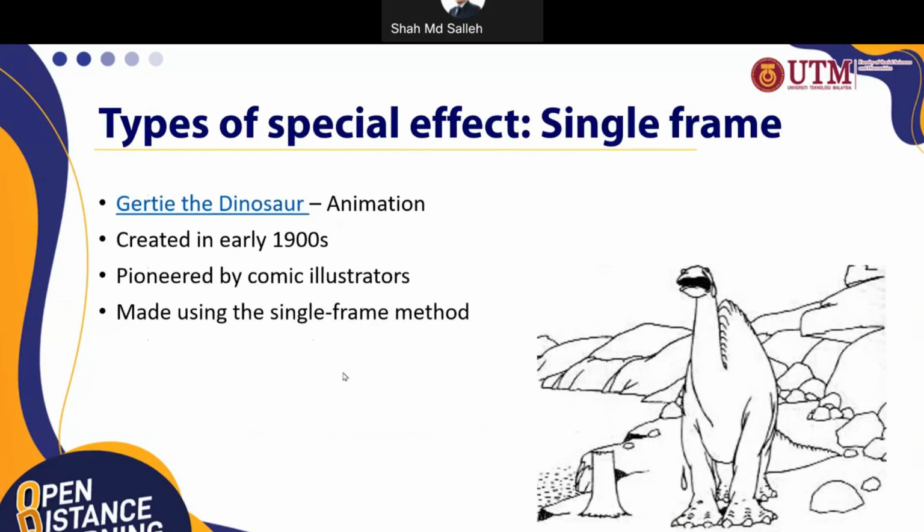Type of special effect, single frame, the dinosaur Gertie. You can see this using this URL. Animation created in the early 1900s, pioneered by comic illustration, can make use of the single frame method. You can see the movement is too slow for this dinosaur character.